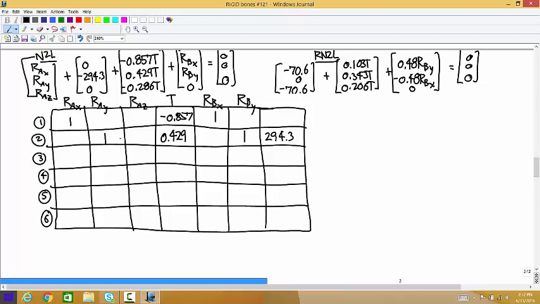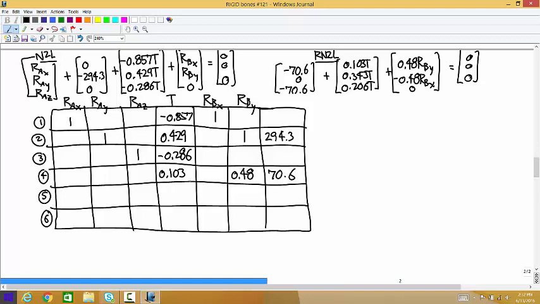Equation 3, RAZ1, T negative 0.286, everything else 0. Equation 4, T 0.103, RBY 0.48, constant positive 70.6.